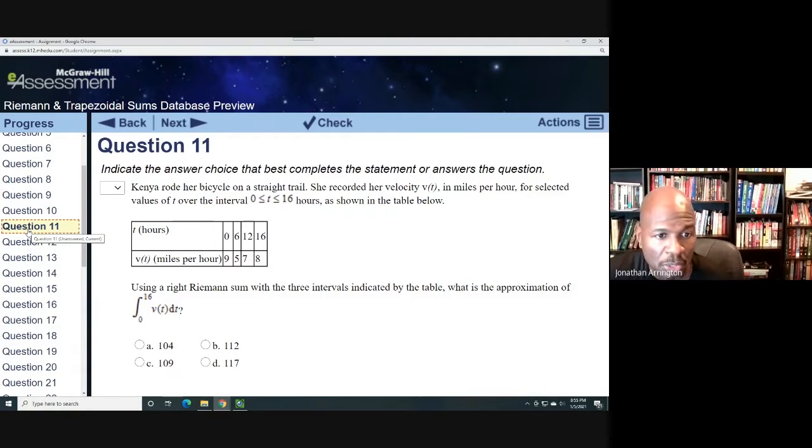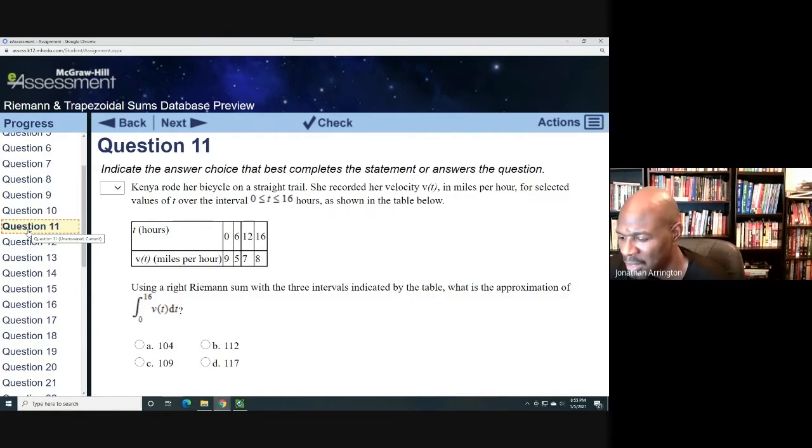It says, Kenya rode her bicycle on a straight trail. She recorded her velocity v of t in miles per hour for selected values of t over the interval from 0 to 16 hours, as shown in the table below. Using a right Riemann sum with 3 intervals indicated by the table, what is the approximation of the integral from 0 to 16 of v of t dt? So we're finding a right Riemann sum.